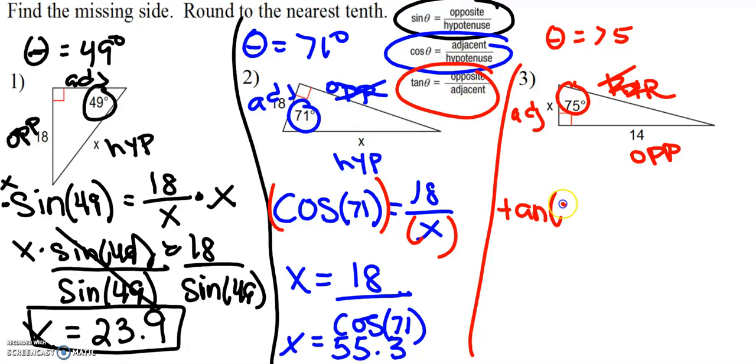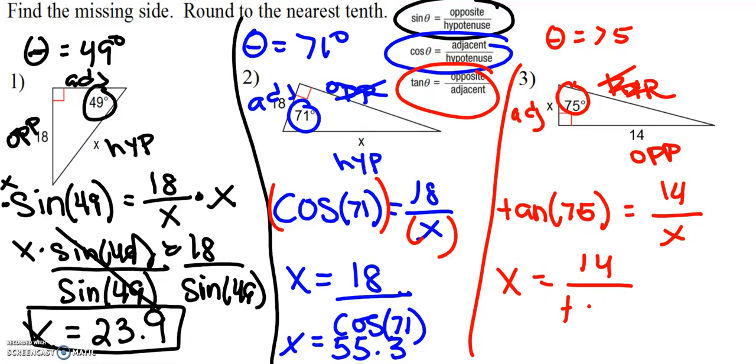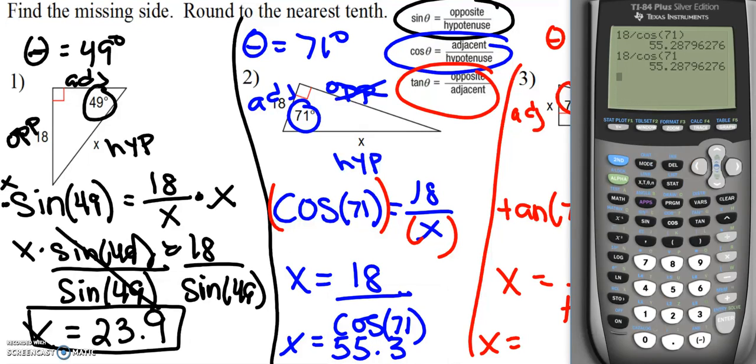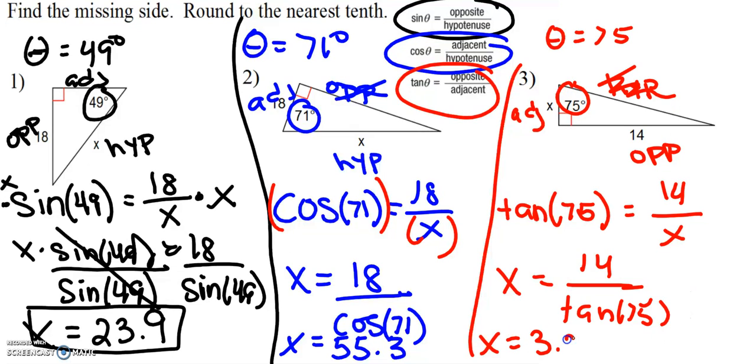So tangent of 75 is equal to opposite over adjacent, which is x. Okay? Same thing, x in the denominator. So all I'm going to do is have them switch places. Take out my trusty calculator. 14 divided by tangent of 75. And here we get 3.8. Okay?